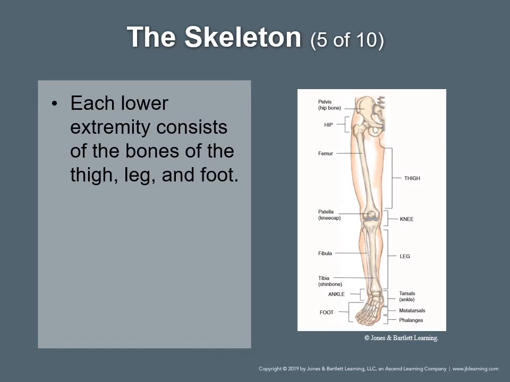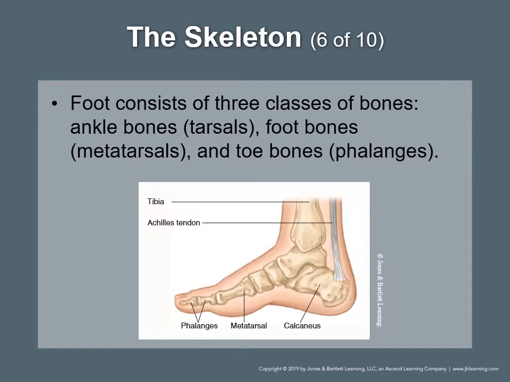Each lower extremity consists of the bones of the thigh, leg, and foot. The lower leg consists of two bones, the tibia and the fibula. The fibula is an attachment point for the lateral ligaments of the knee joint. It also serves as the lateral stabilizer of the ankle joint at its distal articulation. The foot consists of three classes of bones. The ankle bones are the tarsals, foot bones are metatarsals, and toe bones are phalanges.